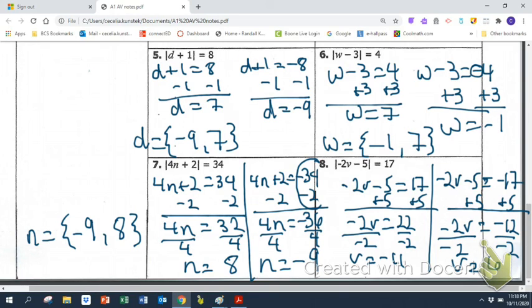So I ran out of room on that one as well. Let me change the color so you can find it. v is equal to a negative 11, 6. Okay, so that's all for today.